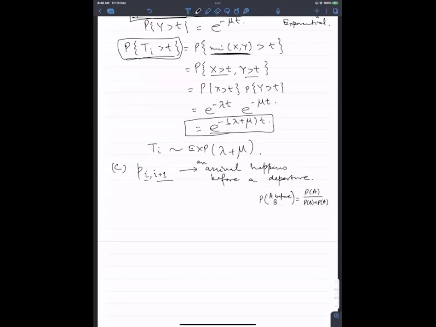So here, using this and some work, a little bit of work, not too much, this will be equal to lambda over lambda plus mu. And p i, i minus 1, okay, that means a departure happens before an arrival happens, would be equal to mu over lambda plus mu.